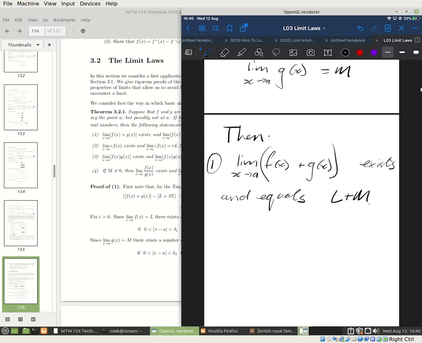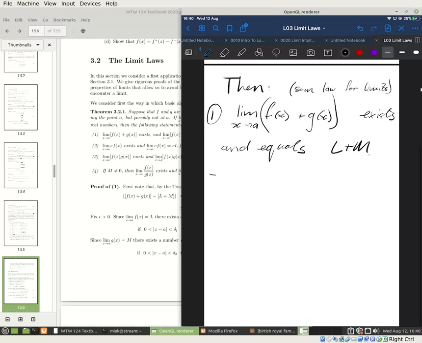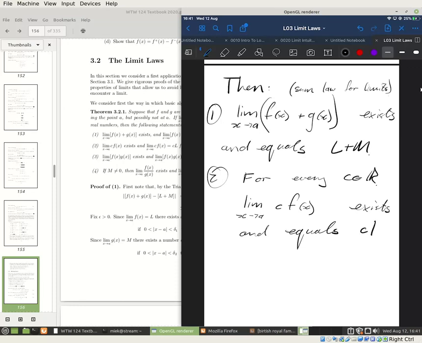So that is number one. This is what is called the sum law, or the sum rule for limits. Number two. For every real number c, we know that the limit as x tends to A of c times f of x exists and equals c times L.